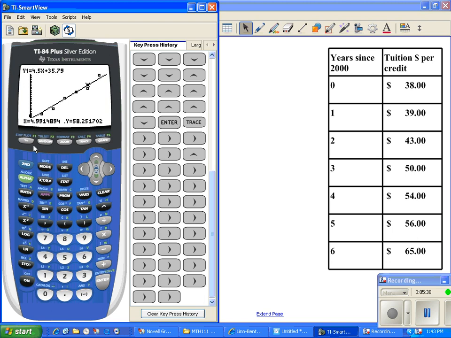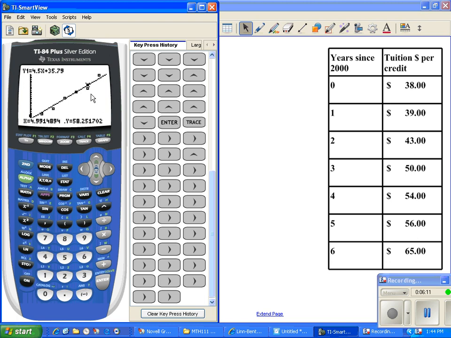And if we take a minute and jump back and look at the equation, the 4.5 is showing our average increase in tuition per year. So on average, we've been going up about $4.50 every year in tuition per credit. And 35.79 would be our estimate for the starting value in year zero, which was the year 2000, that the tuition started at about $35.79. Which is not what the actual tuition was, of course, in the year 2000. It was $38. But that's our estimate of the overall trend of what's been happening at Linn-Benton over the past few years.